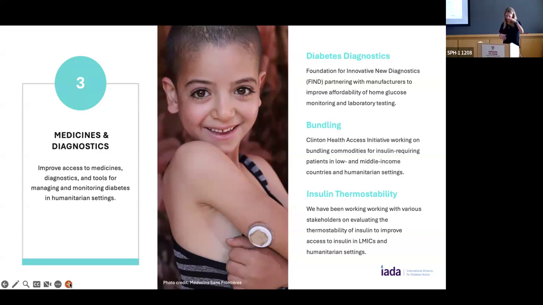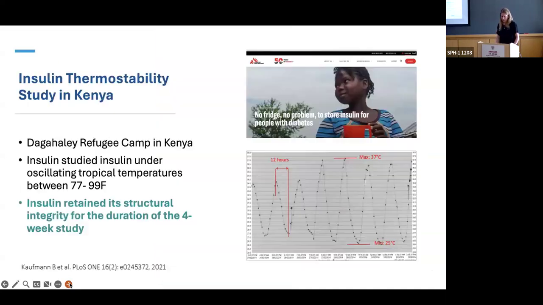At what level in the supply chain? And then there's been a lot of work around insulin thermostability, which I'll tell you a little bit more about. Again, because this has been such a barrier to providing insulin. So MSF did a study at Dagahali refugee camp in Kenya.